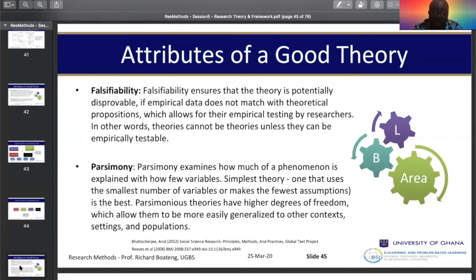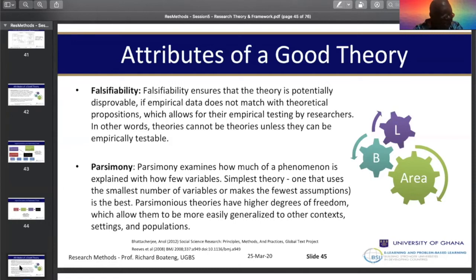Now, that takes us to parsimony. We said that every theory should be parsimonious. Parsimonious means that we should use fewer variables or fewer assumptions to explain complex issues. Parsimonious theories have higher degrees of freedom, which allow them to be easily generalized to other settings and populations. That means using fewer variables to explain a complex phenomenon.